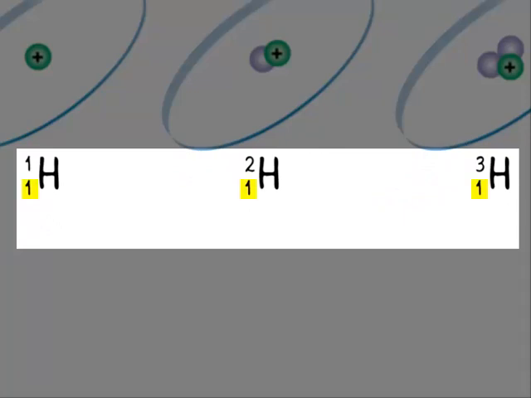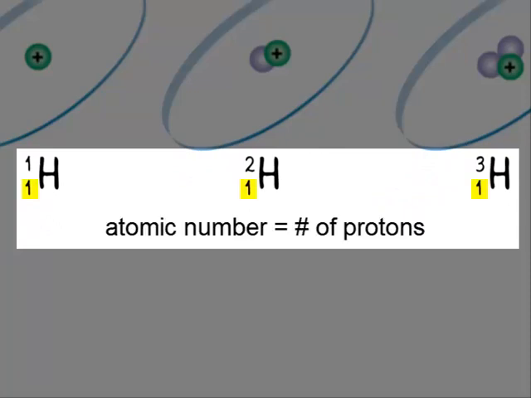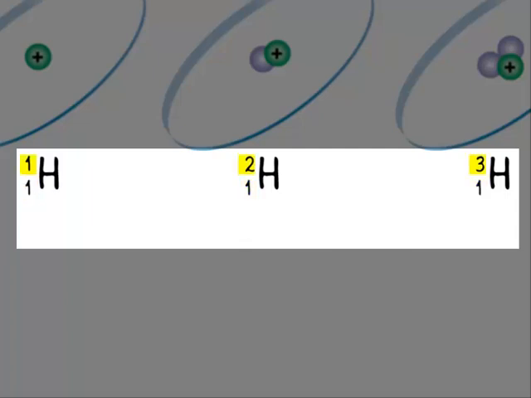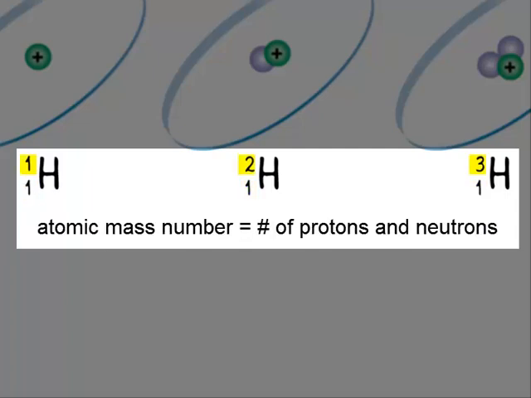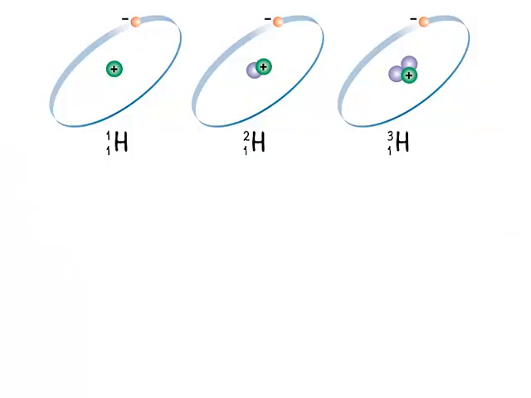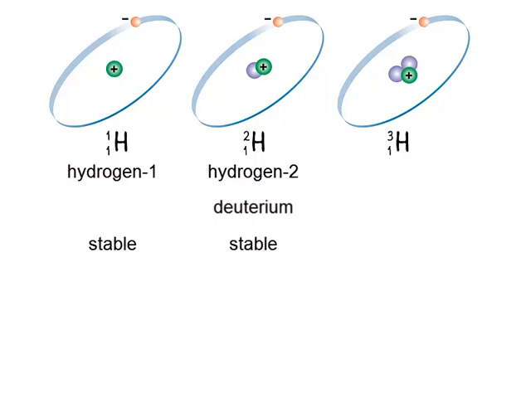The lower number in each notation is the atomic number, or the number of protons. The upper number is the atomic mass number, or the total number of nucleons in the nucleus. The common isotope of hydrogen, hydrogen-1, is a stable element. The isotope hydrogen-2, called deuterium, is also stable. The triple-weight hydrogen isotope, hydrogen-3, called tritium, however, is unstable and undergoes beta decay.